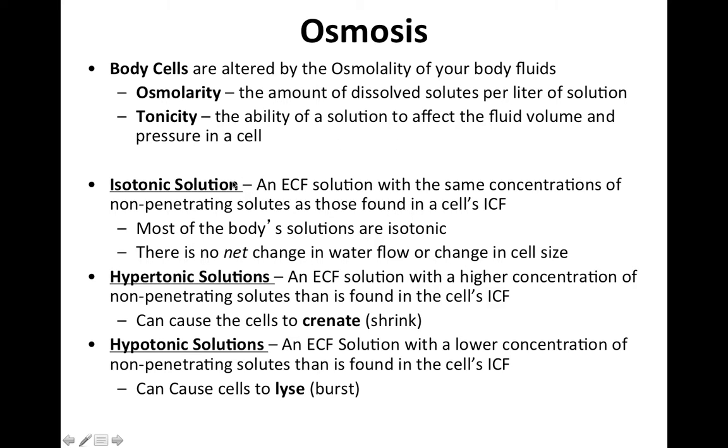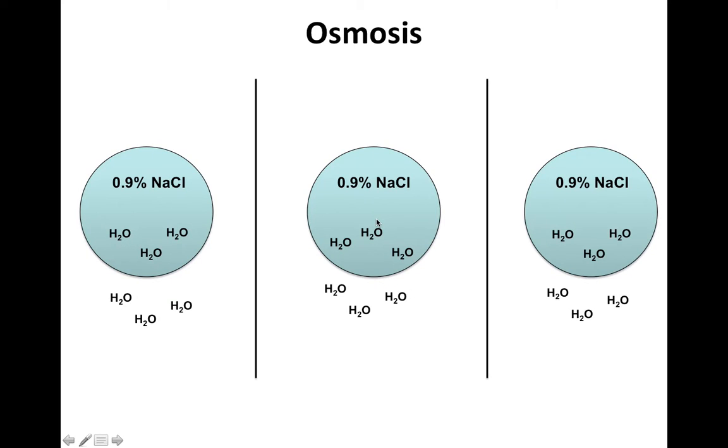The different types of solutions that we describe for our body are either referred to as isotonic, hypertonic, or hypotonic. And you have to remember here that when we describe a solution like this, we are always referencing extracellular fluid, right? Again, and we are always comparing the osmolarity or the tonicity of the extracellular fluid to the cell's intracellular fluid. So let's take a look real quick at how each of these solutions could affect a cell.